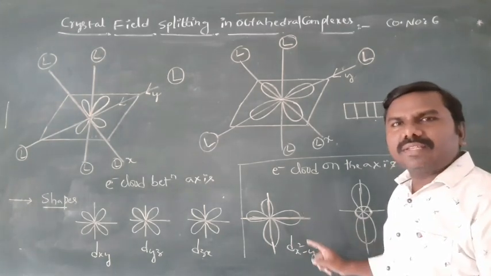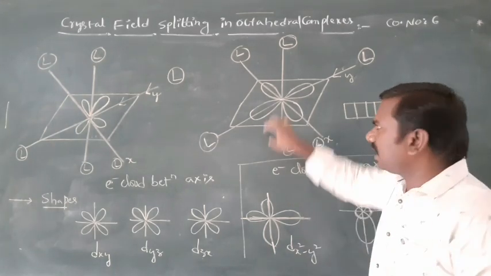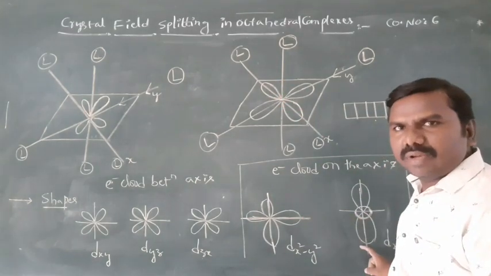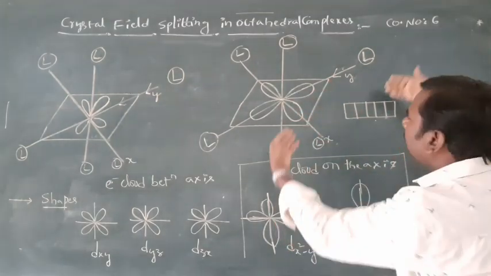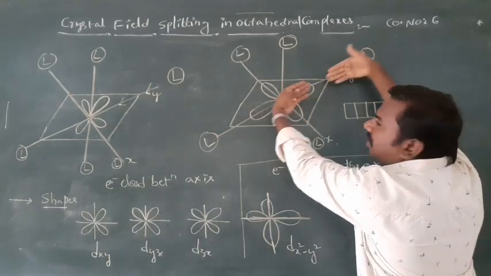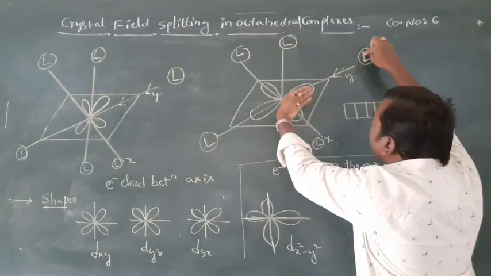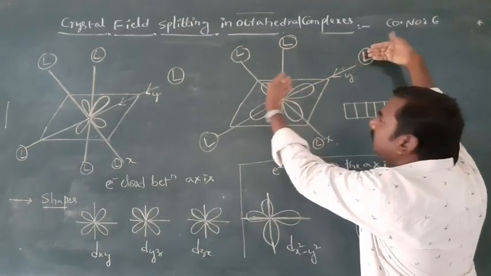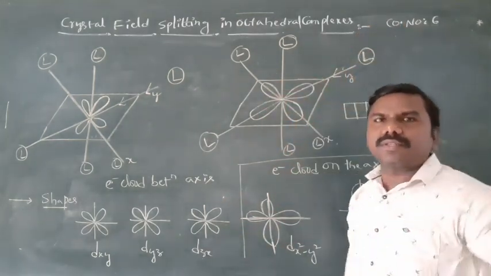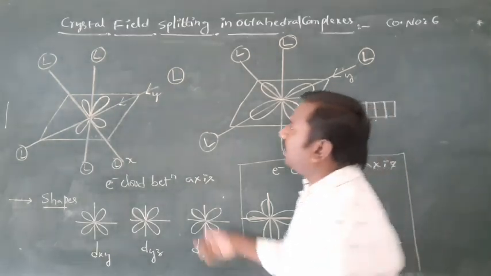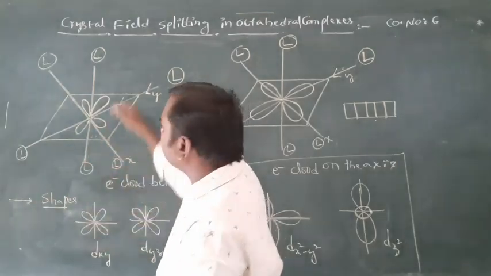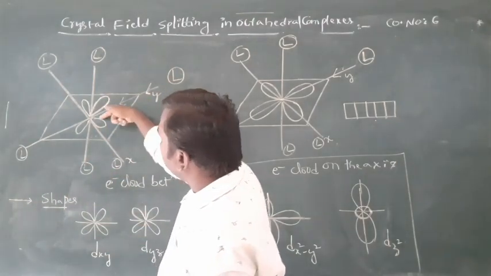In total, 5 d orbitals are there in the central metal. Dx square minus y square and dz square: the electron cloud is on the axis. The ligand is approaching, and the ligand direction and the electron cloud direction are the same. It is a negative cloud, and the ligand is also negative. Negative and negative approaching in the same direction give more repulsions. Clear it is? But here, negative and negative are not in the same direction.